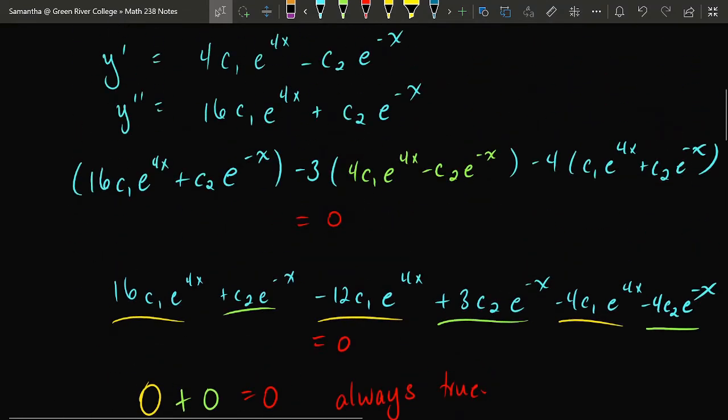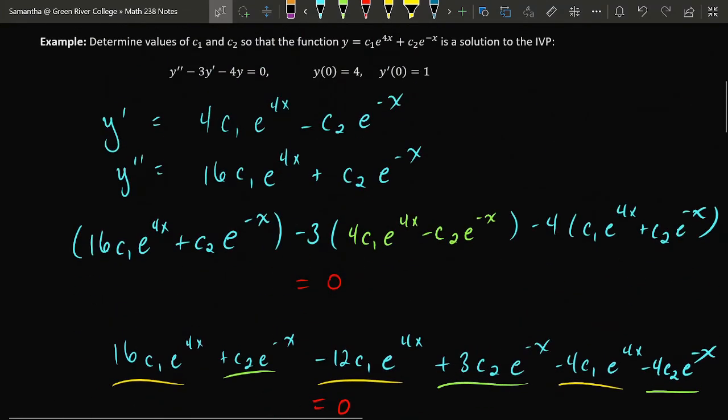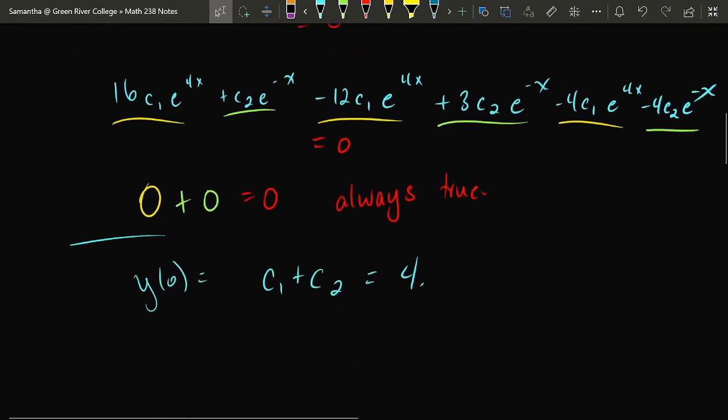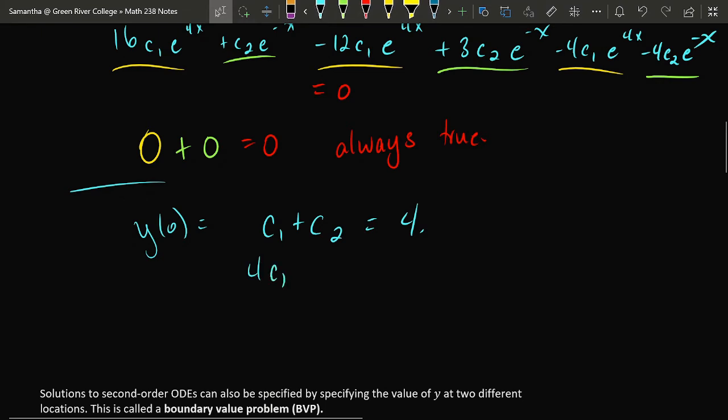So let me go ahead and use my second given condition. y prime, when I plug in 0, has to output 1. So plugging 0 into this function, I'm left with 4 C1 minus C2, and that's supposed to be equal to 1. Now I have a system, two equations with two unknowns, and this system can be solved for C1 and C2.